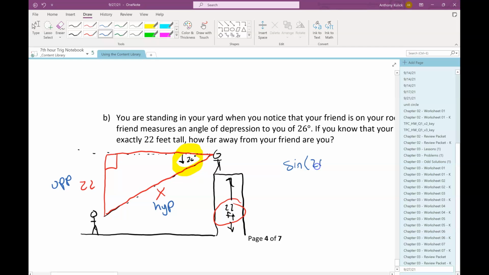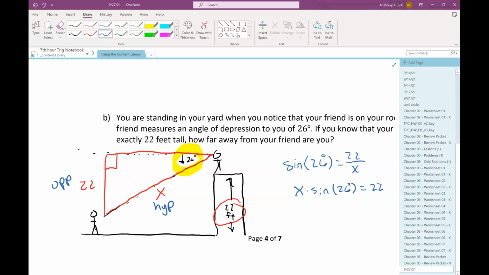So sine 26 is equal to opposite over hypotenuse. And I'm going to solve for x. So first thing I'll do is multiply both sides by x to get it out of the denominator. And remember, sine of 26 is just like a decimal, right? It's just a number.